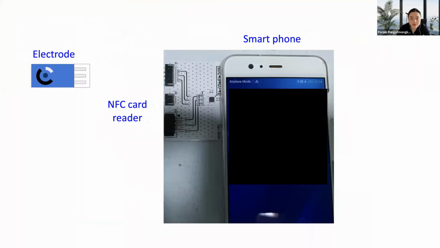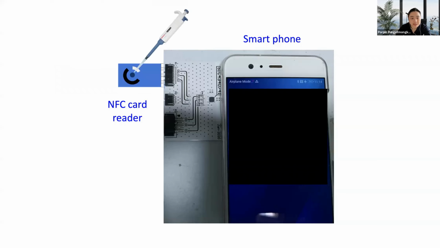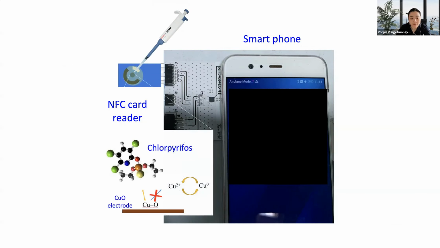system. So in our system, we need the electrode in order to measure the pesticide. So we're going to measure by using the NFC card reader together with the smartphone that have already been implemented with the application to detect the electrochemical analysis. So we can measure the pesticide as we modify the electrode by using the copper oxide.